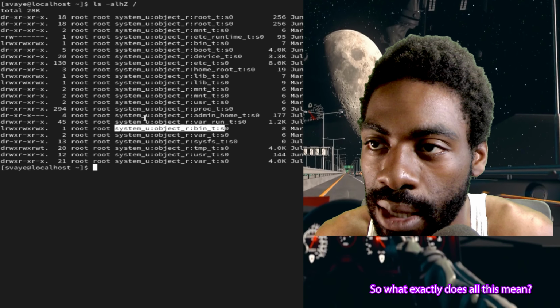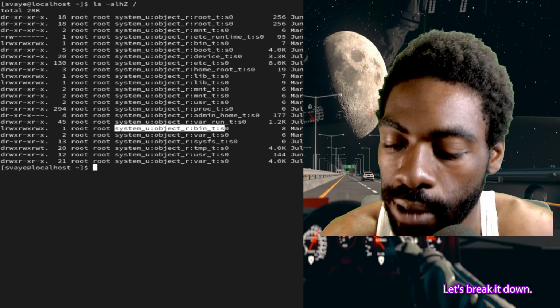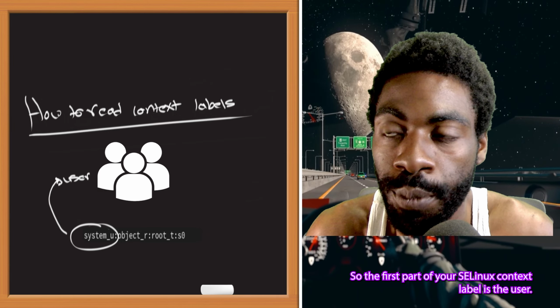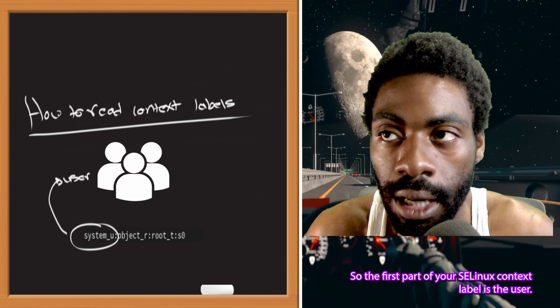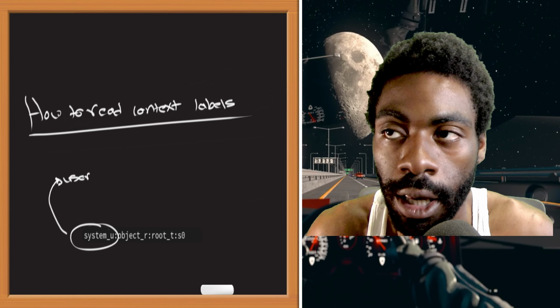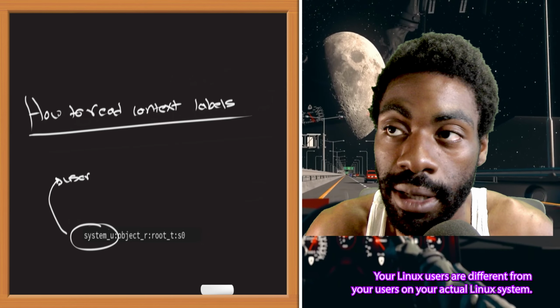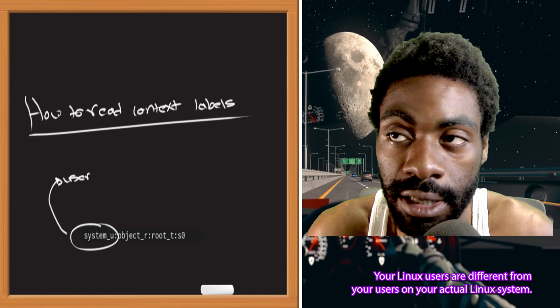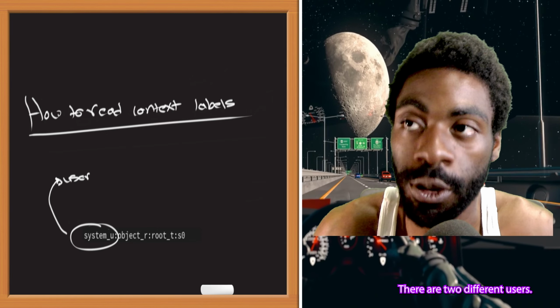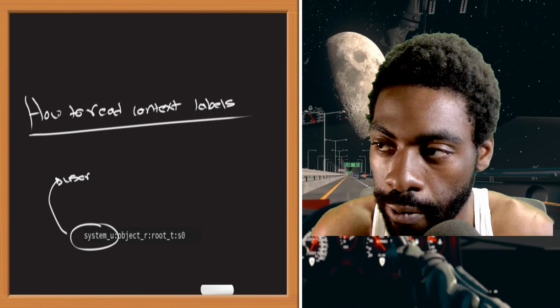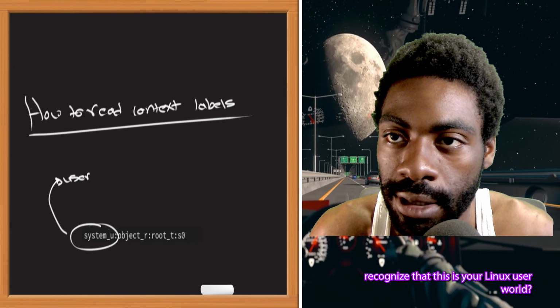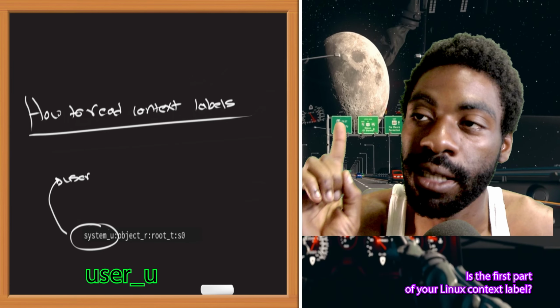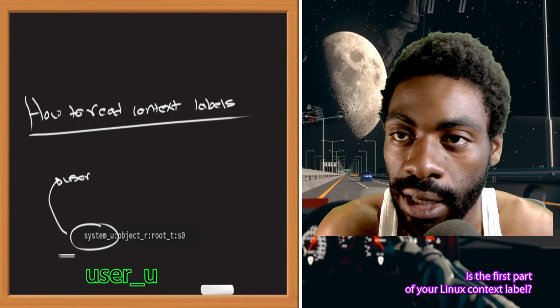So what exactly does all this mean? Let's break it down. The first part of your SELinux context label is the user. Your SELinux users are different from your users on your actual Linux system. They're two different users. Keep that in mind. How do you recognize that this is your SELinux user? Well, it's the first part of your SELinux context label.